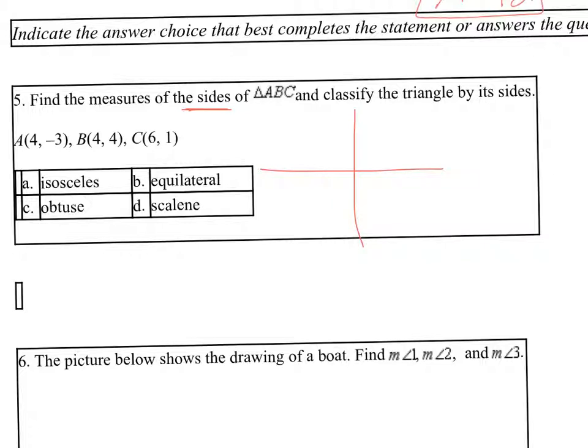Well, plot the points. Here is A. B is 4, 4. Here is B. C is at 6, 1. And I need to know the length of those sides. You would count the squares? For AB, you can just count the number of units, because it's a straight line, right? So it would be from negative 3 to 4. That would be 7. But how about from B to C and C to A?